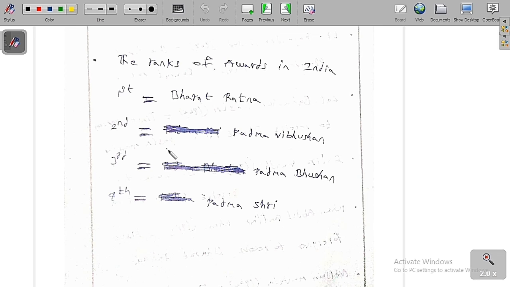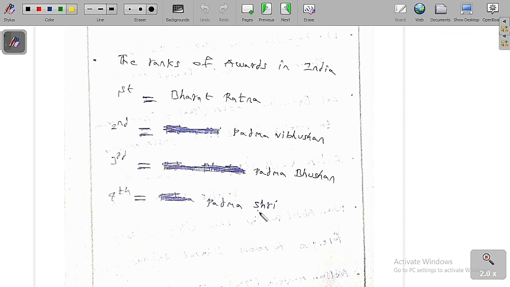First for the Bharat Ratna, second for the Padma Vibhushan, third for the Padma Bhushan, and the fourth for the Padma Shri. So finally I can conclude like this. The first recipients of the Bharat Ratna are C. Rajagopalachari, Dr. Radhakrishnan, and Sir C.V. Raman. They were honored in the year 1954. They have received this Bharat Ratna award.